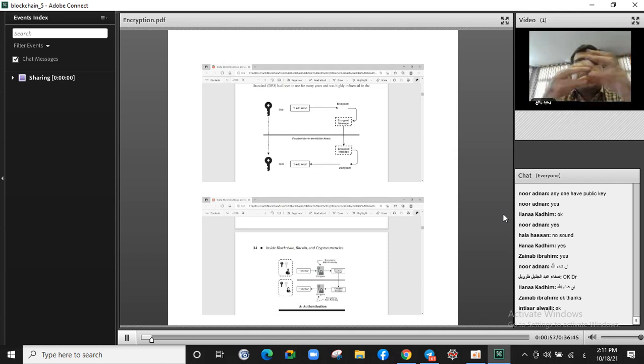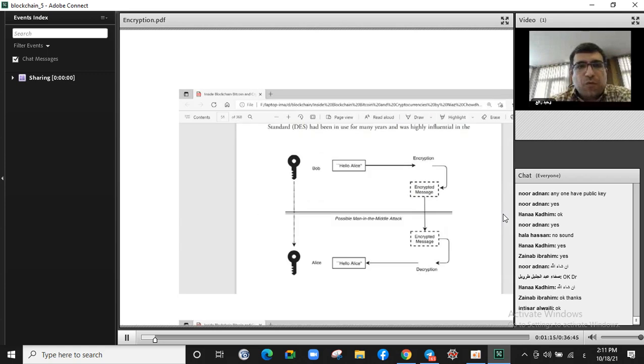One group is symmetric cryptography, in which both sides, the sender and the receiver, have the same key. Okay, there's just one key. Both sides, sender and receiver, have the same key.